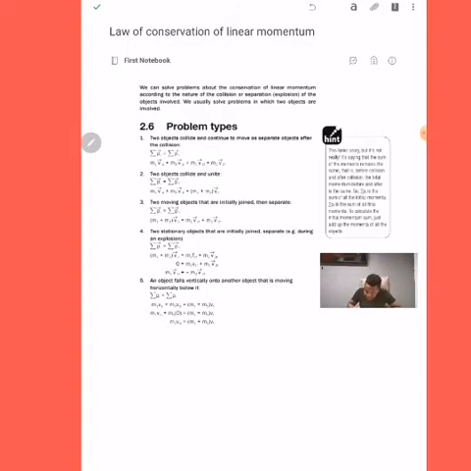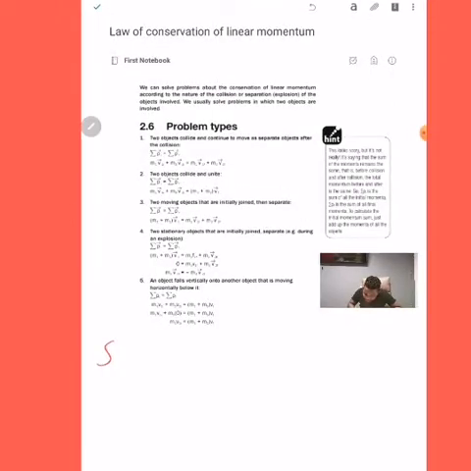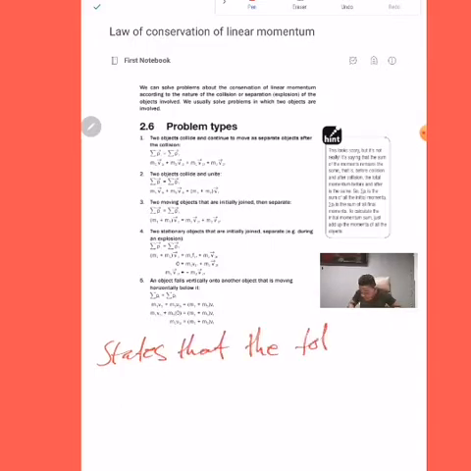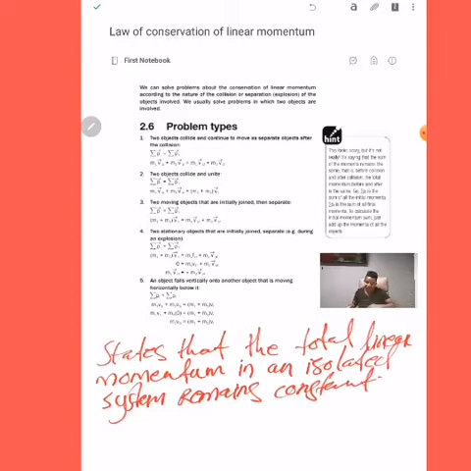The law of conservation of linear momentum states that the total linear momentum in an isolated system remains constant. So there is a term that I want us to look at here.